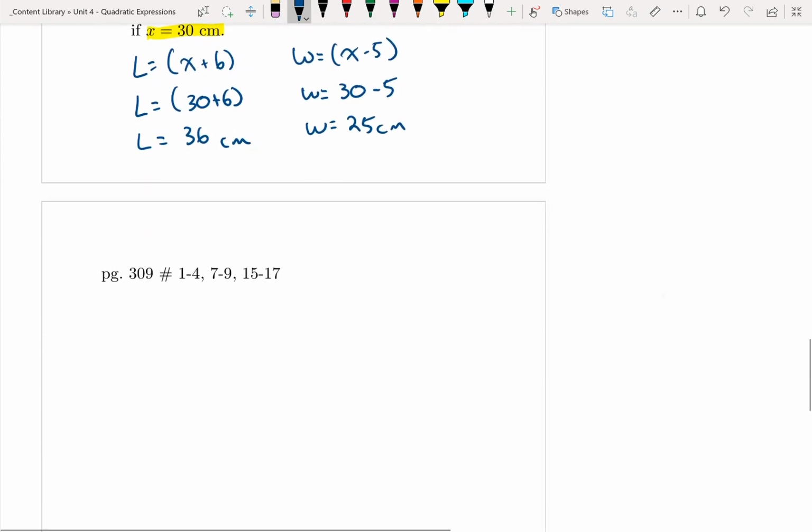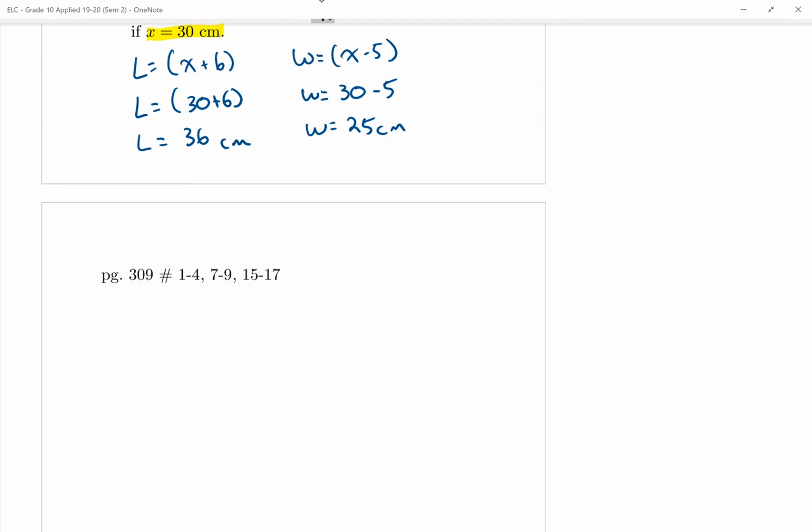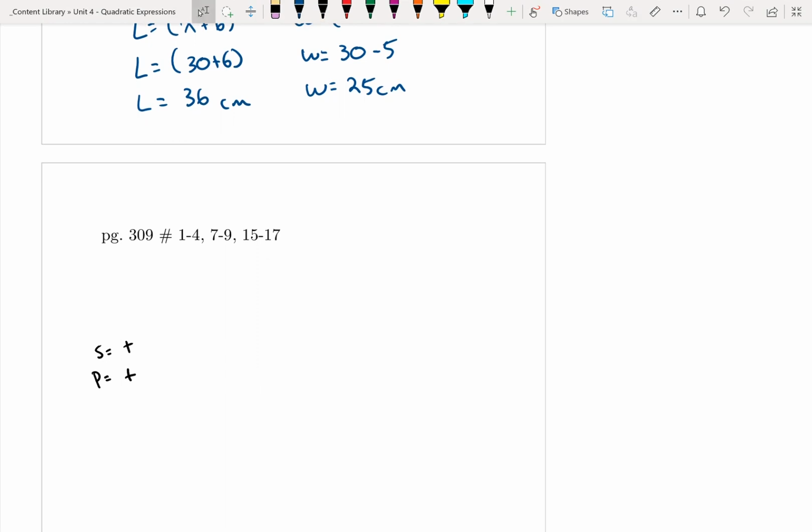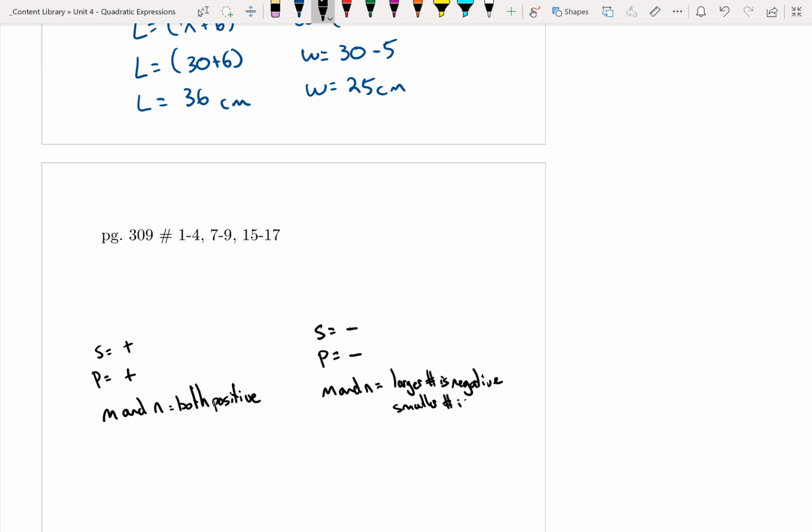So that's pretty much it for this type of factoring. I'm just going to write down the little tips or the hints to figure out what our two numbers are. So if the product is positive and the sum is positive, then m and n are both positive. If we have the sum equal to a negative and the product equal to a negative, m and n, we have one positive, or we have the larger number is negative, and the smaller number is positive.